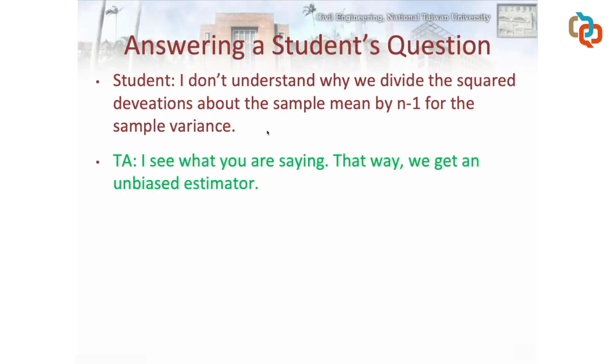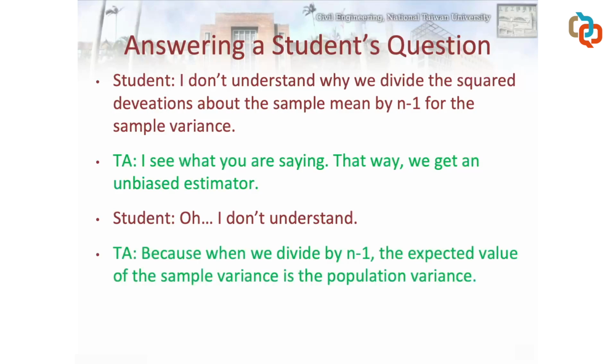Then the TA says, I see what you are saying. Well, that way we get an unbiased estimator. Then the student says, oh, I don't understand. Then the TA said, because when we divide by n subtracted by 1, the expected value of the sample variance is the population variance. And the student provided some feedback like, okay. And then the TA ended the conversation.